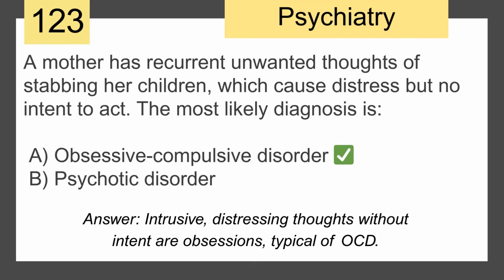Question 123. A woman has recurrent unwanted thoughts of stabbing her children, which causes significant distress, but no intent to act. She has OCD. It doesn't only affect one's actions, it could affect their thoughts, which is actually very difficult to diagnose as well as to treat.